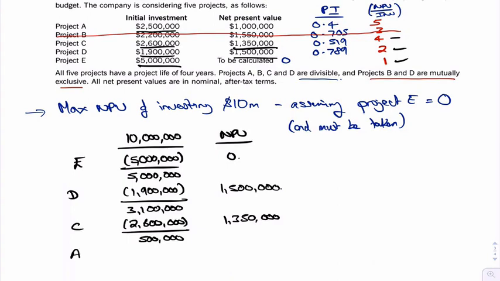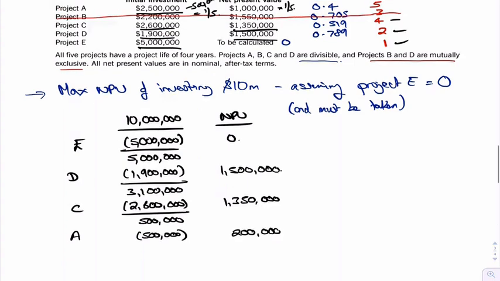And then finally, because it's divisible, I can do some of project A. I can't do it all because it costs 2.5 million, but I've got 500,000, so I'll spend 500,000 on it. I'm doing 500 thousandths of the 2.5 million, which hopefully you can see is a fifth of project A because it's divisible. So therefore the net present value that will get me is not the full 1 million, but a fifth of the 1 million, isn't it? I'm only doing a fifth of the project, so I'll only get a fifth of the NPV. So a fifth of that is 200,000.